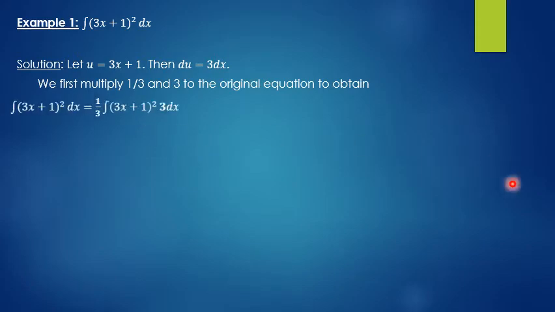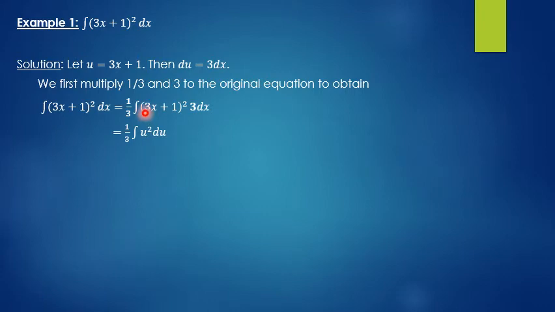So how would it look like? We would transform the original expression here into this. So we will put 3dx. We want to have a du 3dx, so we put that here. And then we want to not change the expression, so we balance it out by multiplying also 1/3 here.